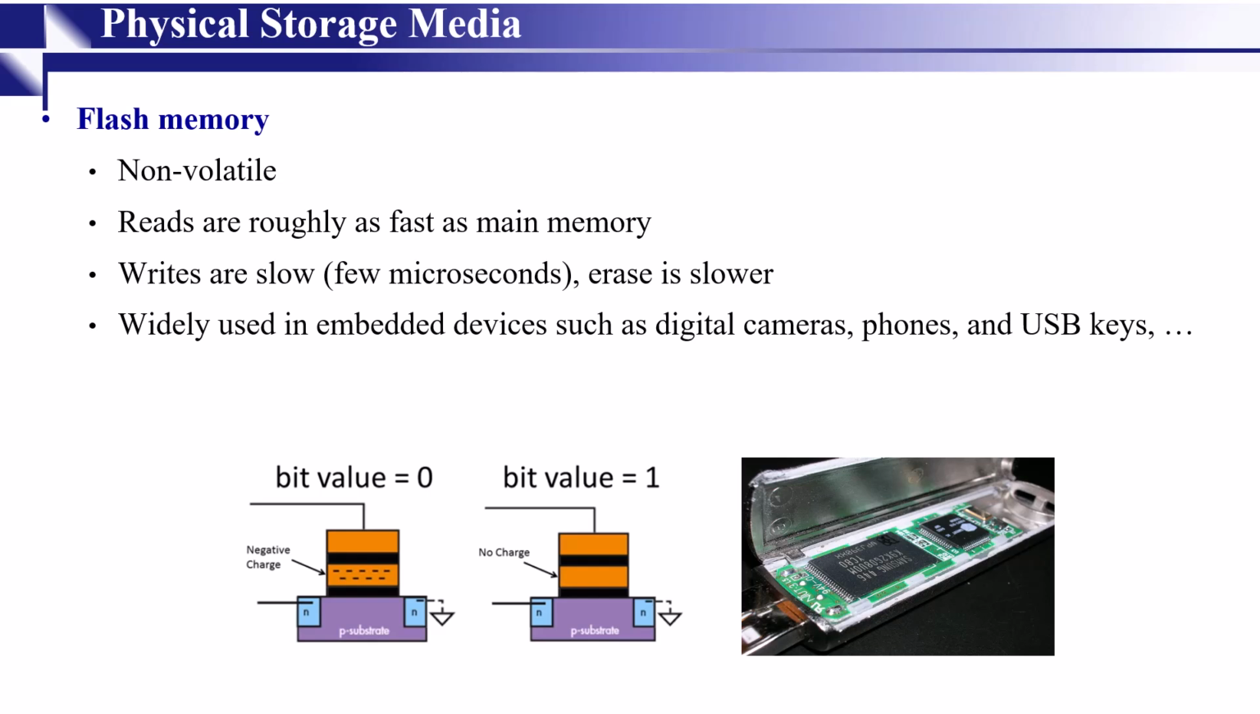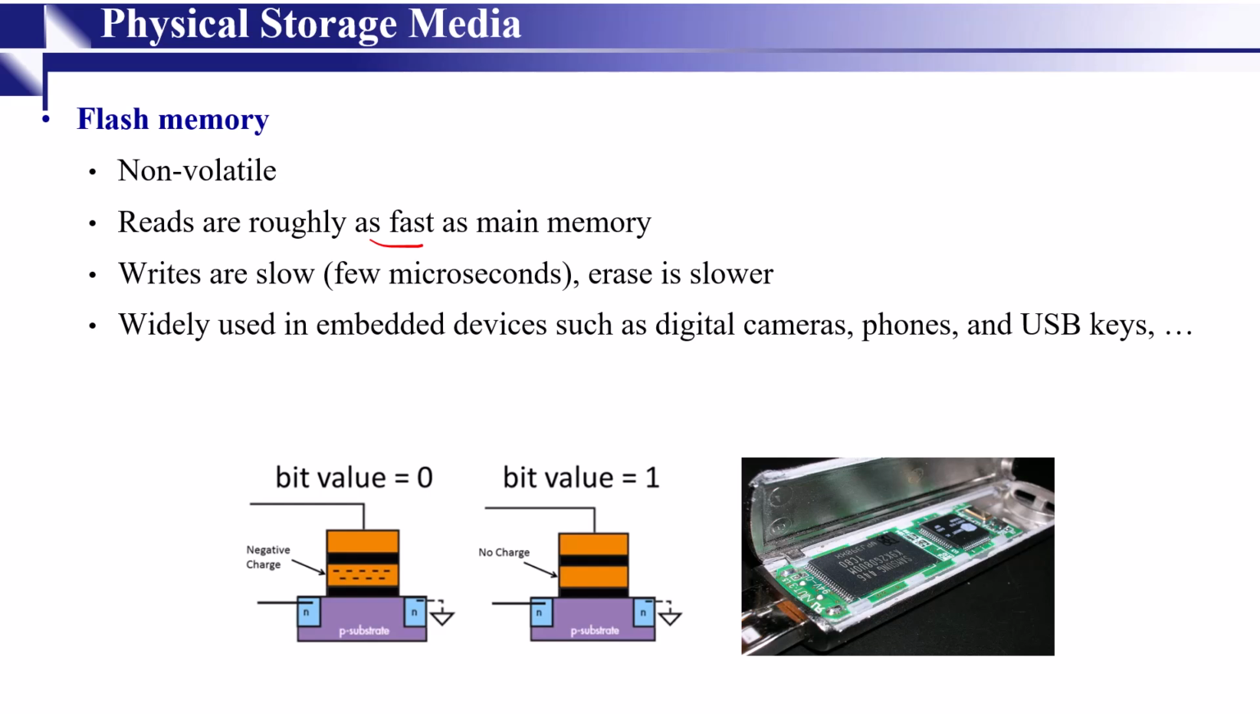Flash memory is a kind of non-volatile memory. It means it retains data without power. It offers fast read speeds but slower write speeds. Flash memory is widely used in devices like USB drives, smartphones, and digital cameras.